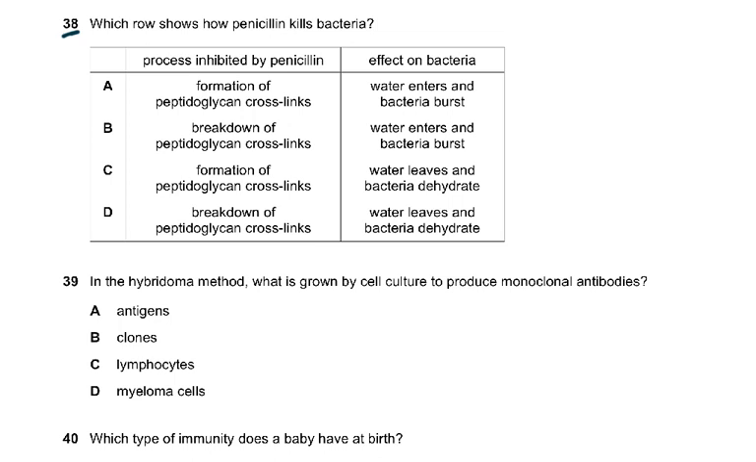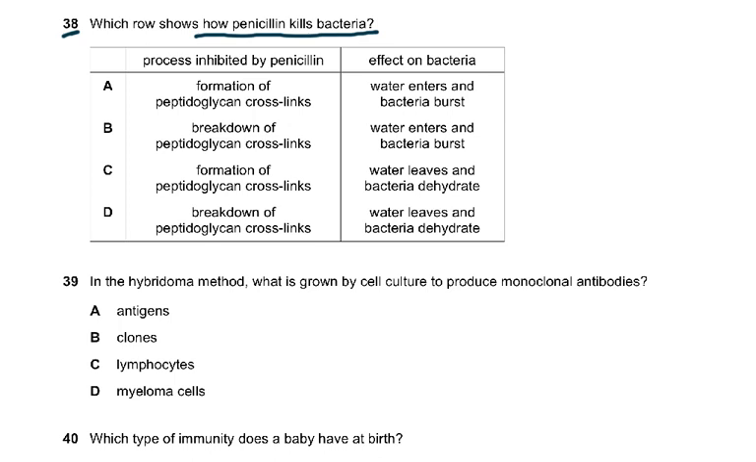Question 38, which row shows how penicillin kills bacteria? Processes inhibited by penicillin, and the effect on the bacteria. Now, what is the process that is inhibited by penicillin? Is it the formation of the peptidoglycan crosslinks, or the breakdown of the crosslinks? Does it inhibit the formation or the breakdown? This is the thing you've got to be clear about. There are only two choices here. The process that is inhibited is either the formation or the breakdown. So are you clear about that?